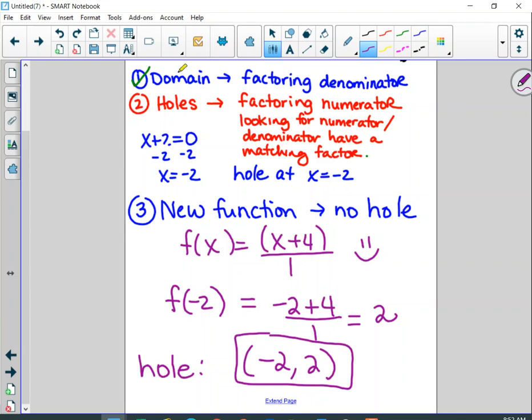Back to the top. Factor the denominator, that's going to get us our domain, and we're going to use that to help us do holes. So we factor the denominator and factor the numerator. Do the denominator first and do the domain, then jump to the numerator, look for the hole, find the x of the hole, make a new function, and use the new function to find the y.